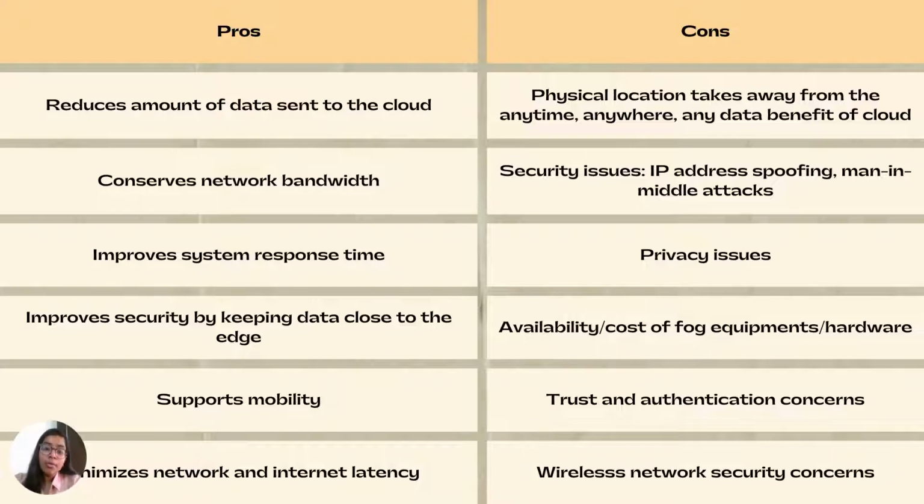Discussing the cons, physical location takes away from the anytime, anywhere, any-data benefit of cloud, because cloud is centralized, but fog is not centralized. It depends on the location of the fog server, like the LAN network where the fog devices are installed. So anytime, anywhere services are affected.